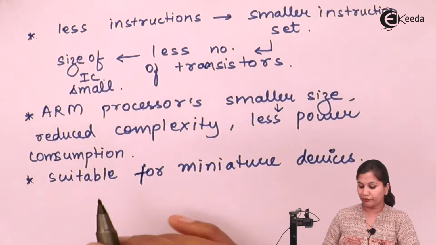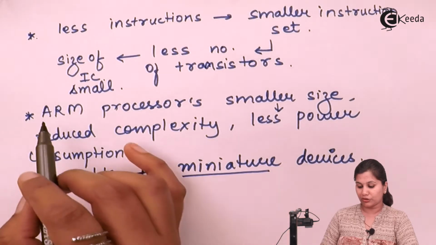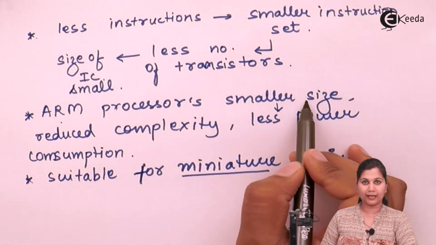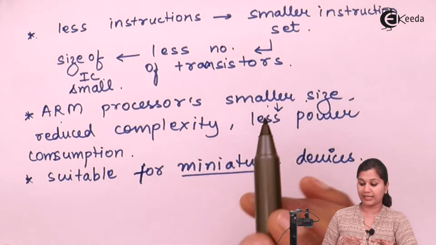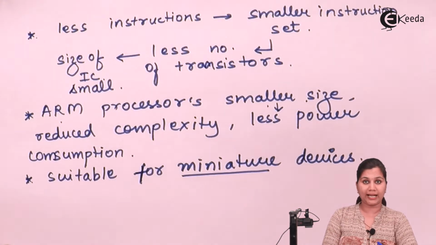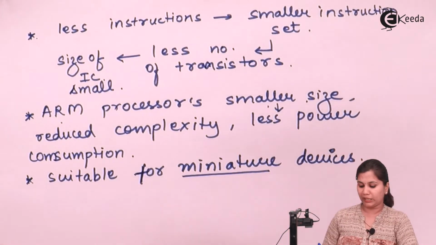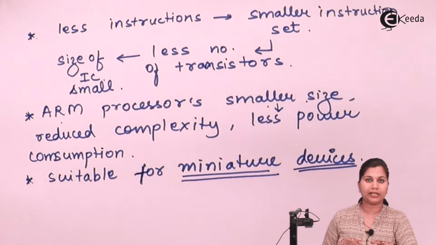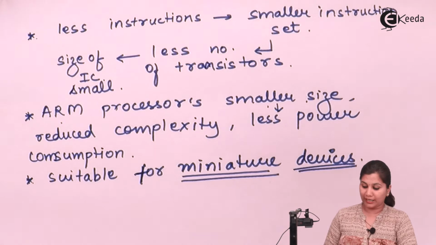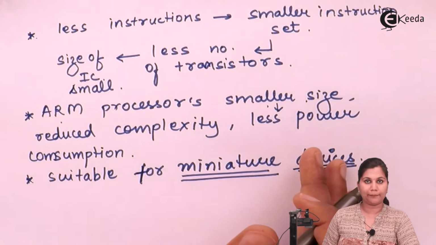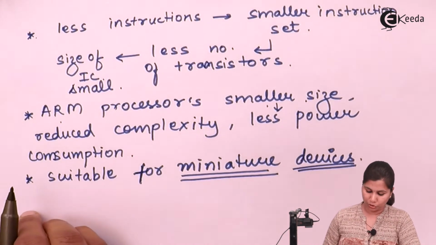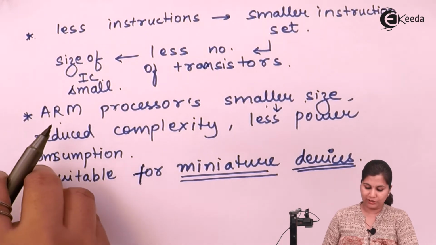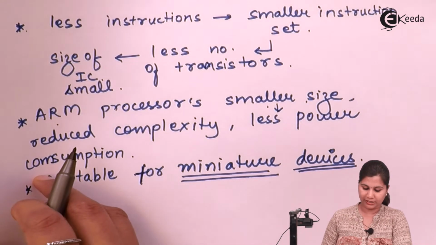So because of the smaller size in the ARM processor, and this small size is providing us a very high speed, that feature makes the ARM processor suitable for increasingly miniature devices. So that is an application of the ARM processor. So these were some basic features of the ARM processor.